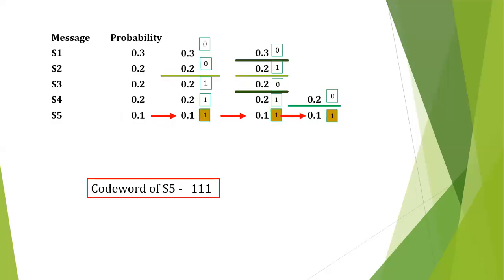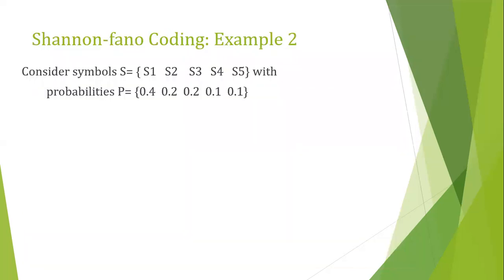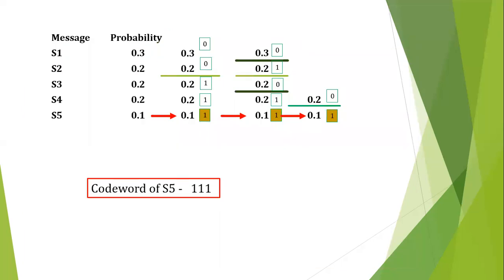So the code words look like this. Having got the codes, next we should find the entropy, average number of bits, redundancy, code variance and so on. So this is Shannon-Fano coding.